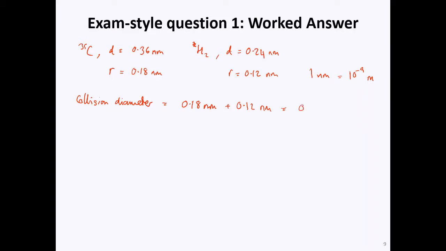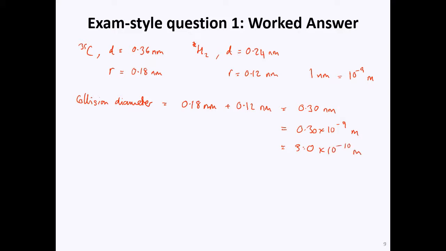So it's 0.30 nanometers, which is the same as writing 0.3 times 10 to the minus 9. I've just lost myself some accuracy, so 0.30 times 10 to the minus 9 meters, or we can write that as 3.0 times 10 to the minus 10 meters, can't we?